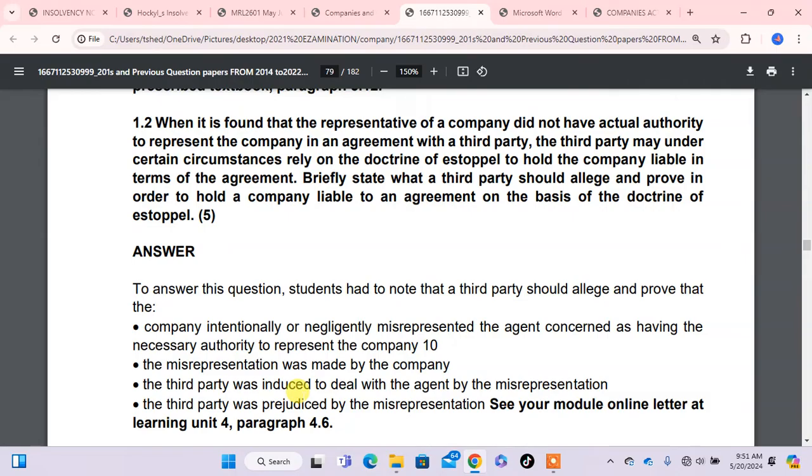So this is what you must prove. You must prove that the company has negligently or intentionally misrepresented, and then the misrepresentation was caused by the company. The third party was induced to deal with the agent by the misrepresentation, and the third party was prejudiced by the misrepresentation. So let's go to another question.